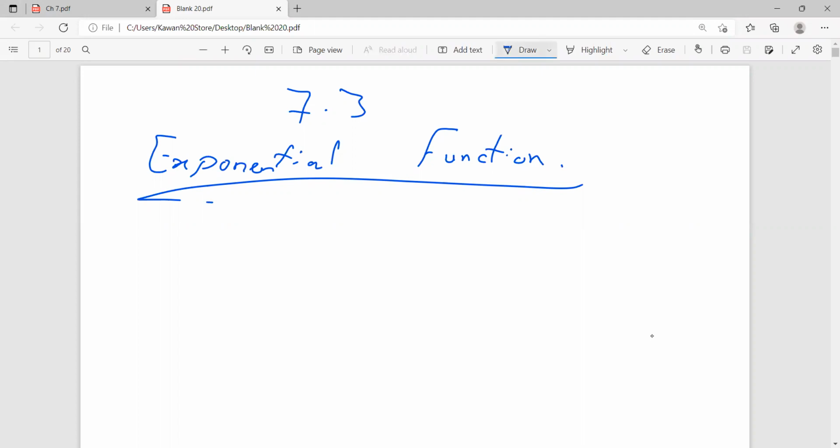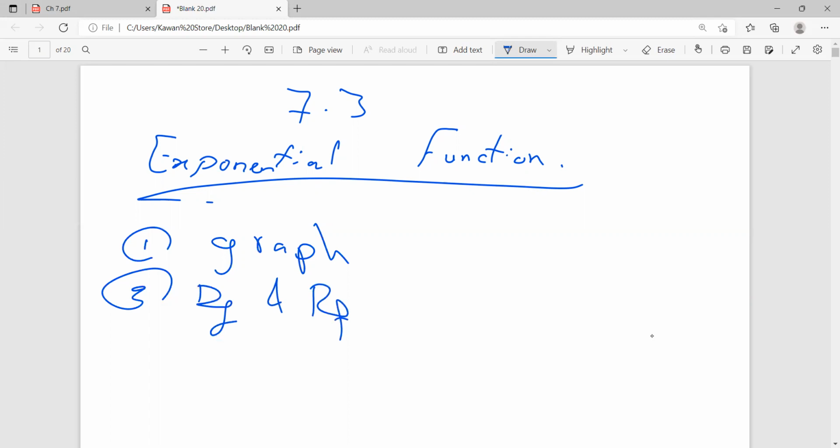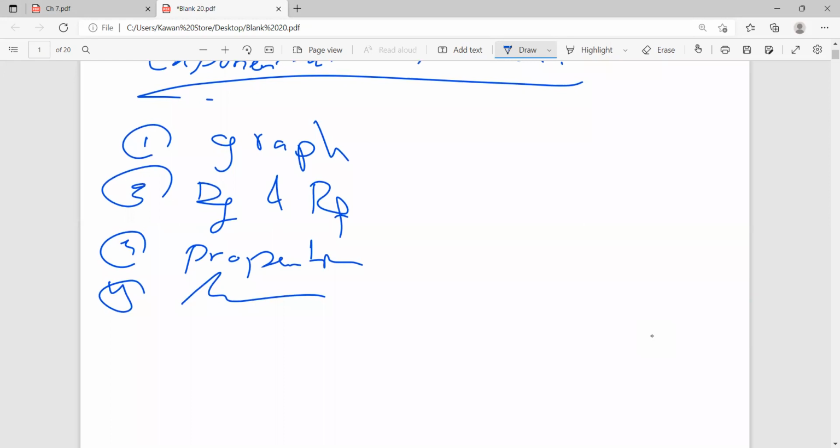The first was the graph. Do you remember that? The second was the domain and range of that function. The third, we need the properties. The fourth, the limit of this function, for the exponential function, for example. The fifth one, I think, was the derivative. The sixth one was the integral. Do not forget about these steps in these sections.